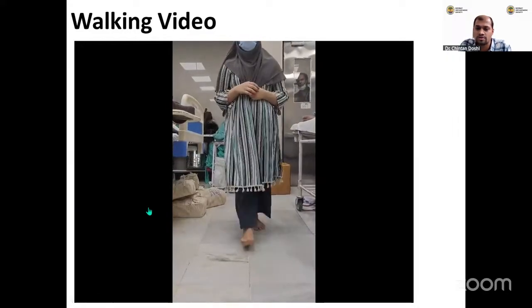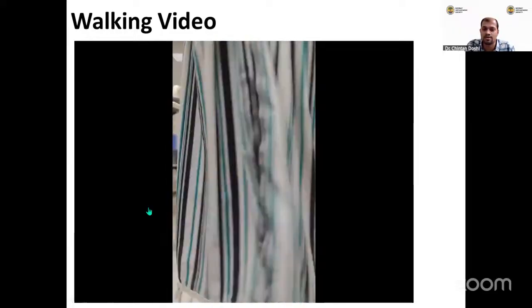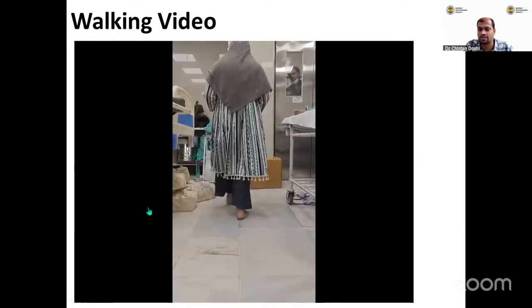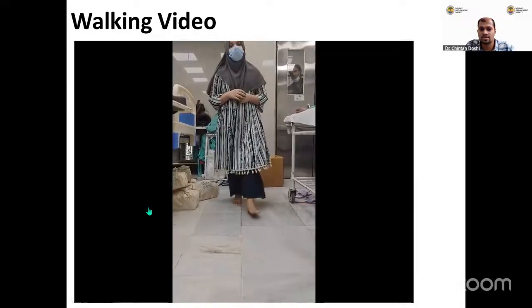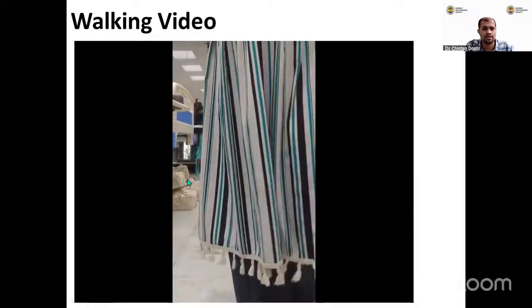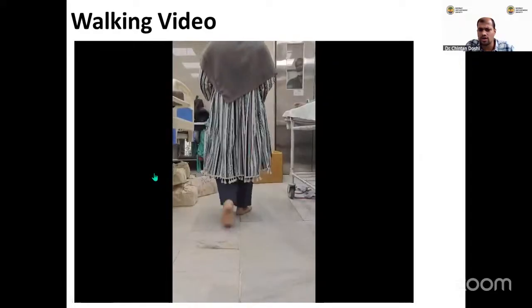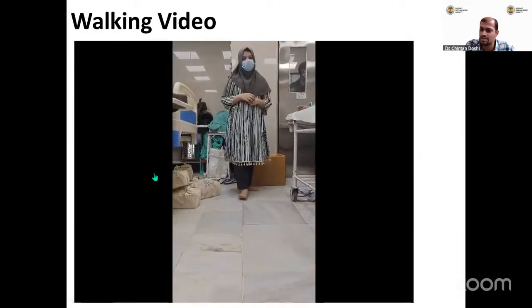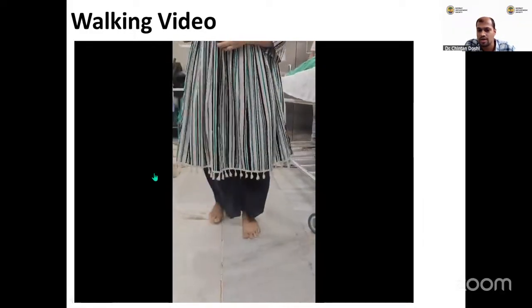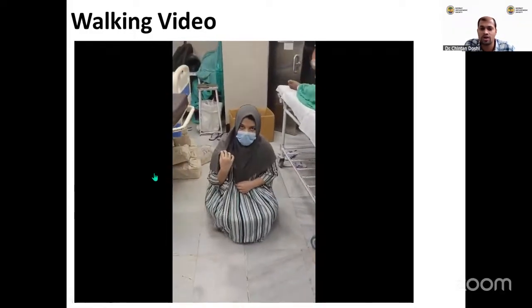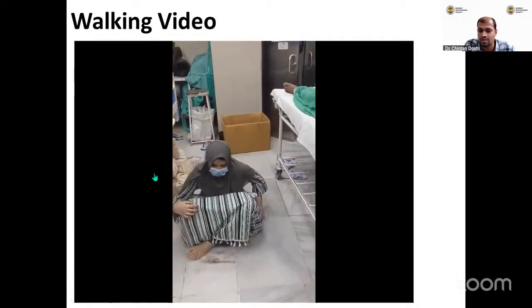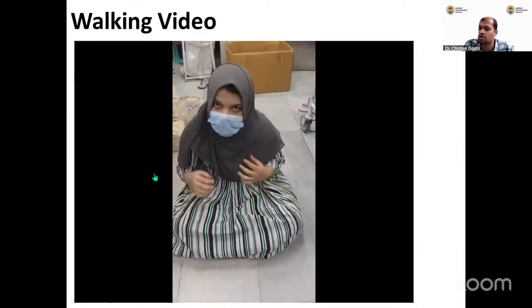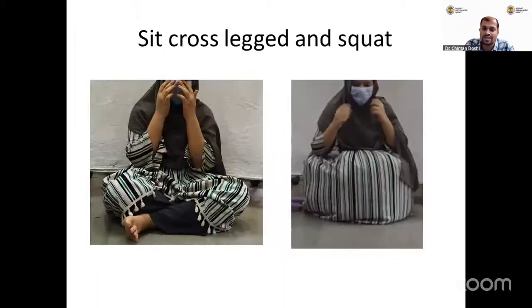So there is a walking video, and the child is able to do squatting and cross-leg sitting. We'll ask her to do that. There is a little lurch, I guess because of the neck shortening. On examination, there is about, I would say, 8 millimeters of shortening. I've not done a scanogram yet, but that is what is there, and it is not visible clinically. So cross-leg sitting and squatting was possible.